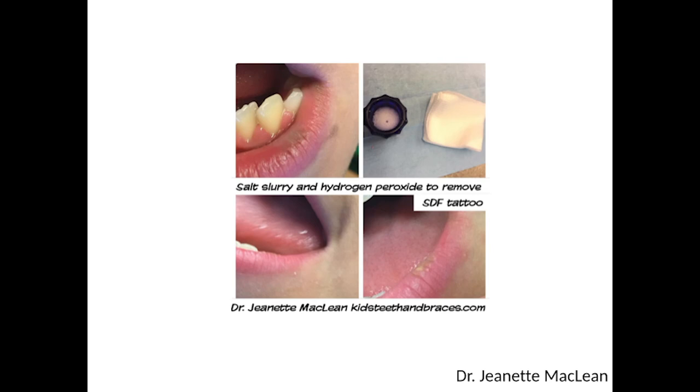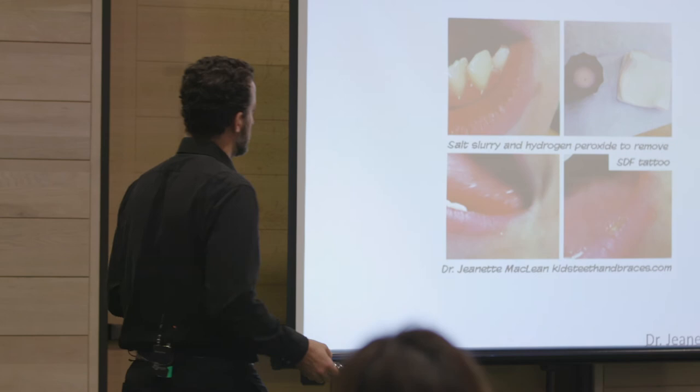Same thing with the lips. If you get a stain, and I can't even really see where it is in this picture, it's a good helpful resource. Hydrogen peroxide is the first step. If it's really resistant, you can use anything abrasive, and the simplest thing is a salt slurry.